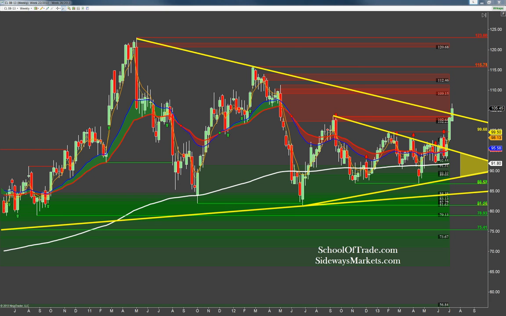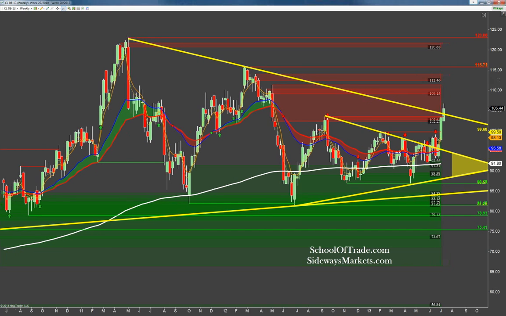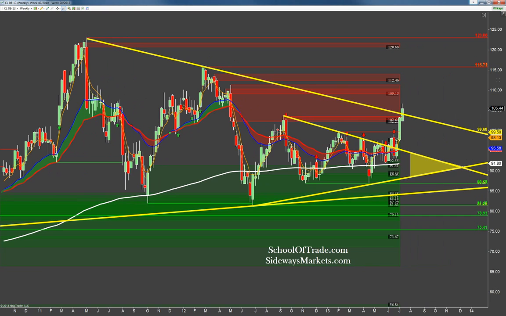This weekly chart shows me that we have broken above the highs of the wedge. You can see the price wedge. You may call it a flag. You may call it a pennant, whatever you call it. I call it a wedge. Higher lows, lower highs. We are above it.